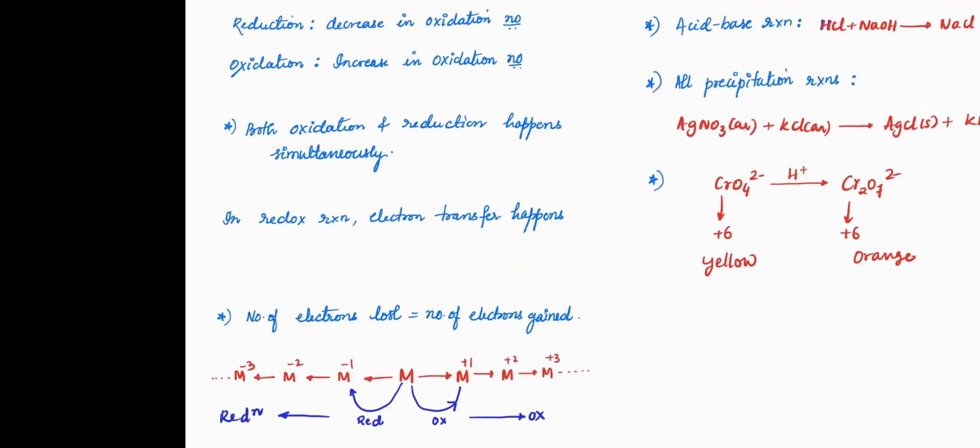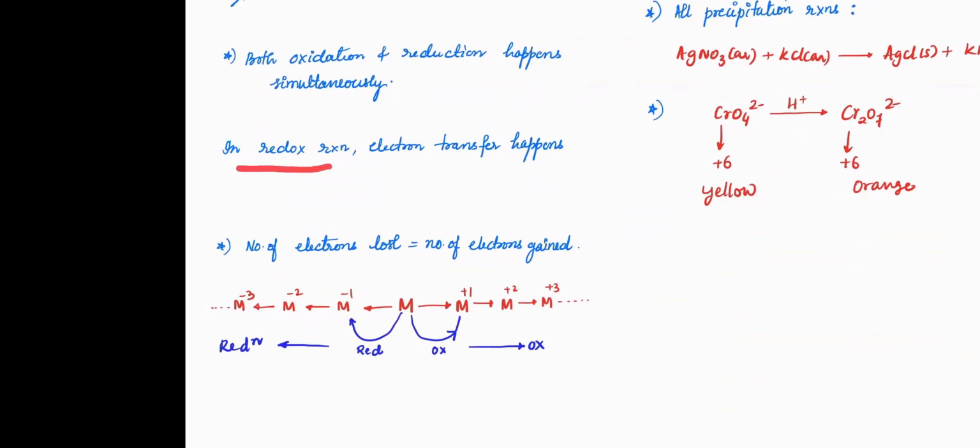Now, both oxidation and reduction happen simultaneously. You cannot have a half reaction. If there is an oxidation, simultaneously there has to be a reduction. And you see, in a redox reaction, electron transfer will take place.